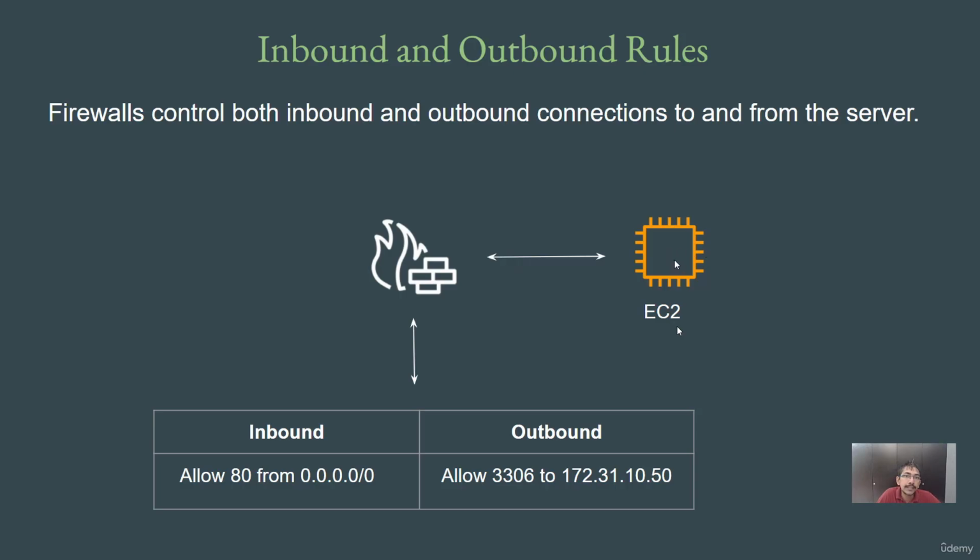Should the EC2 instance be able to communicate to all the servers across the internet, or should the EC2 instance be able to communicate to only one server in the entire internet? So all of this is part of the outbound rules. Again, let's look into it from the demo perspective.